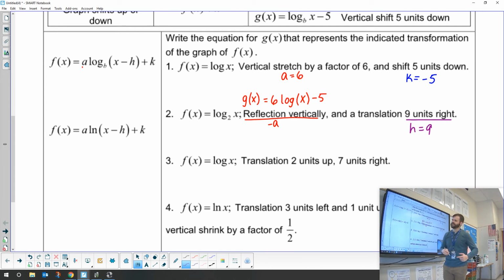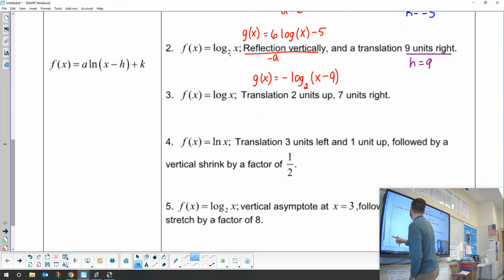You might be thinking, Mr. Martin, I thought you said H is a liar. Shouldn't that be a negative 9 right there? And great job of thinking that. What it means is that we're going to have a minus 9 in my equation. Okay? In your equation, your H is a liar, but everywhere else, it's just the number that it is. Okay, so we're going to have g of x equals my negative a times log base 2. That base 2 came from right there. Log base 2 of x minus my h, so x minus 9. See how it's backwards when I put it into the parentheses. And then it doesn't say that I shift up and down, so we don't have a k, and so that's just my equation for number 2.